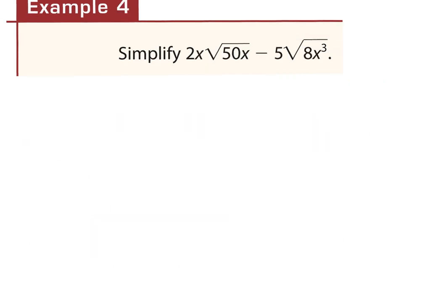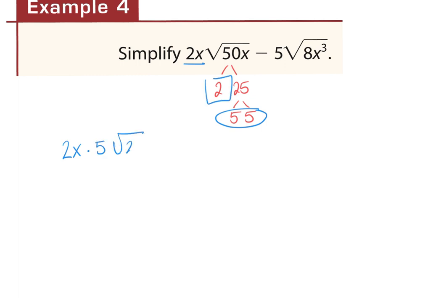I'm going to look at first my numbers, and then I'm going to look at my variables. So I'm going to factor my 50, 2 and 25, 5 and 5. This was an index of 2. I already have a 2x out here. This is a group of 2, so that's going to come out. This is not a group of 2, so that is going to stay in. If I look at my variables, I have only one x, so that is going to remain on the inside as well.